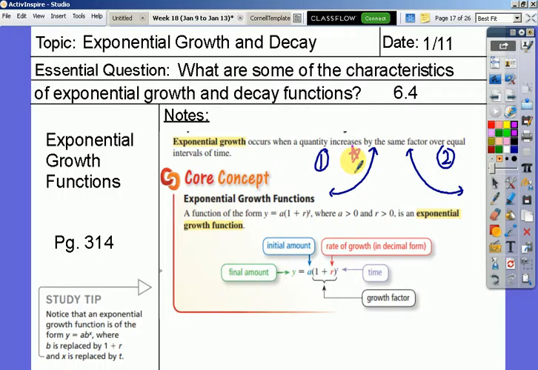So we have a formula. And you might be thinking, well, do I get a note card? Because I don't know if I can remember this formula. You can remember this formula, and I'll show you why. It's actually just a variant of y equals a b to the x.